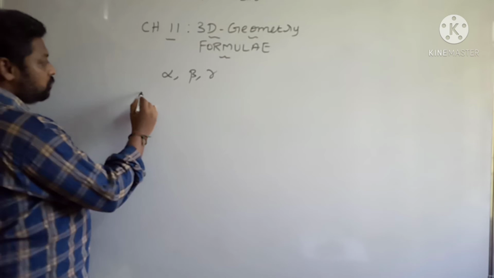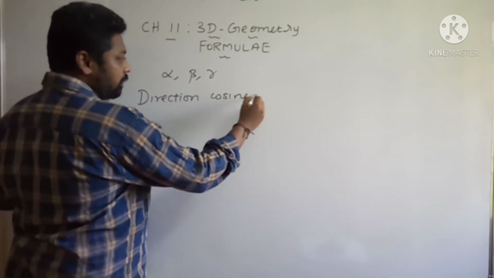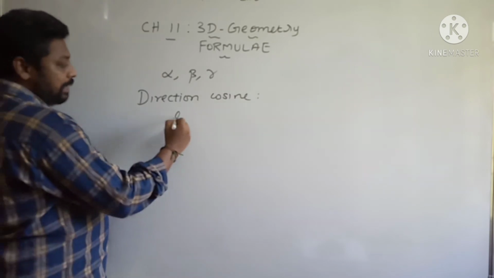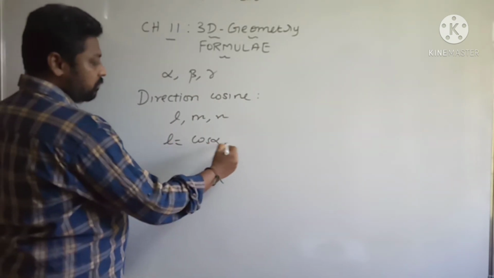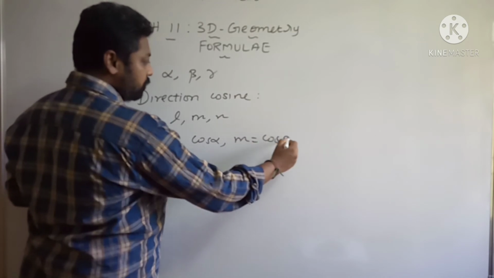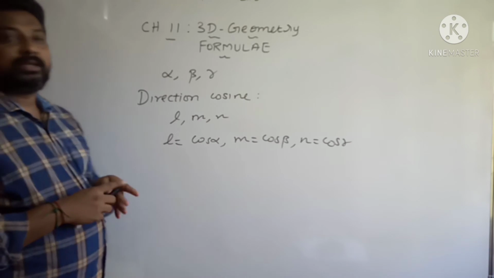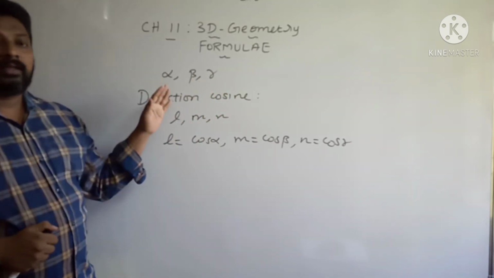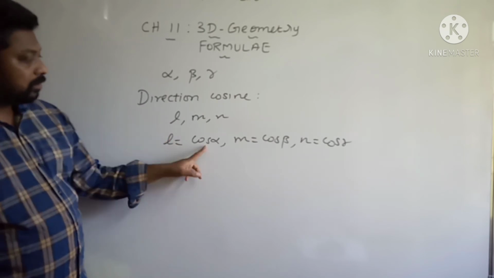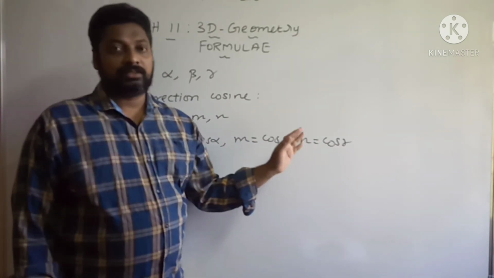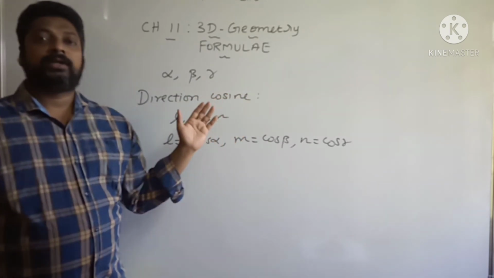Then what is the direction cosine? The direction cosines are named L, M and N. So L is cos alpha, M is cos beta and N is cos gamma. If the angles made by the line with the three coordinate axes are given, then the direction cosines are L equal to cos alpha, M equal to cos beta and N equal to cos gamma. So direction cosine is nothing but the cosine of the angle between the line and the three coordinate axes.